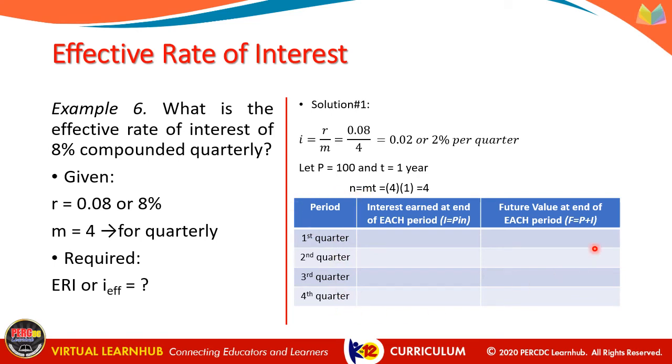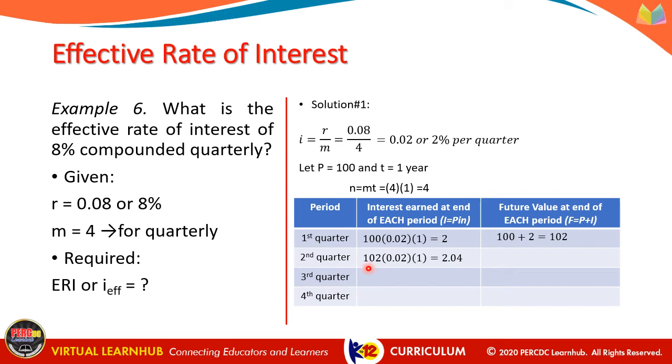Let's just make this table wherein we have period in the first column, then interest earned at end of each period on the second column, and future value at end of each period on the third column. For the first quarter, the money will earn an interest of 100 times 0.02 times 1, that is equal to 2 pesos. So after the first period, the money will become 100 plus 2 or 102. This now will become the principal for our second quarter computation.